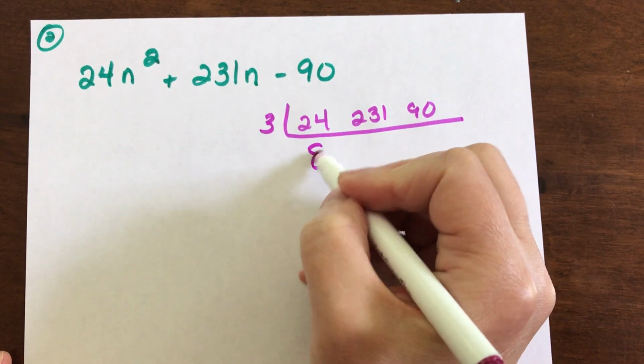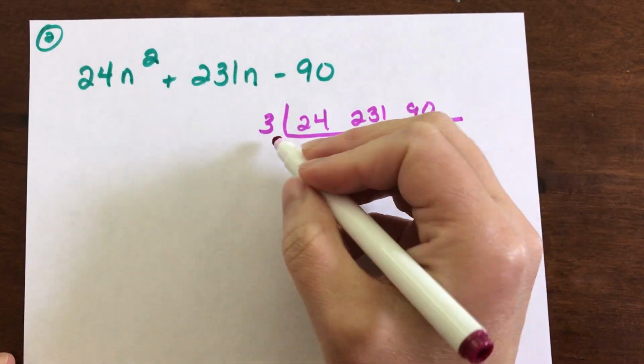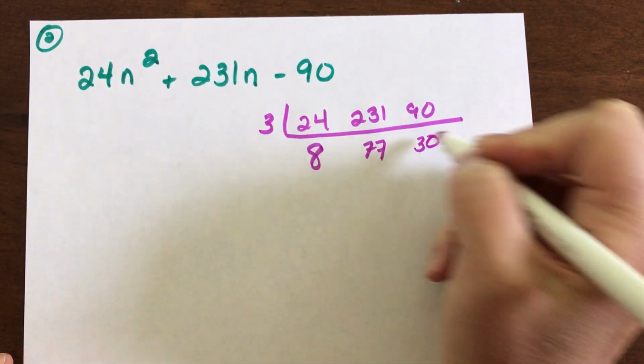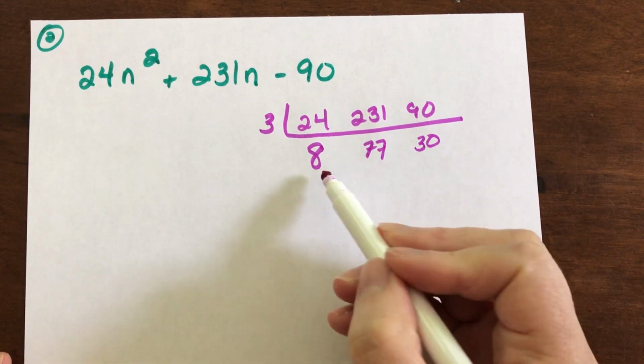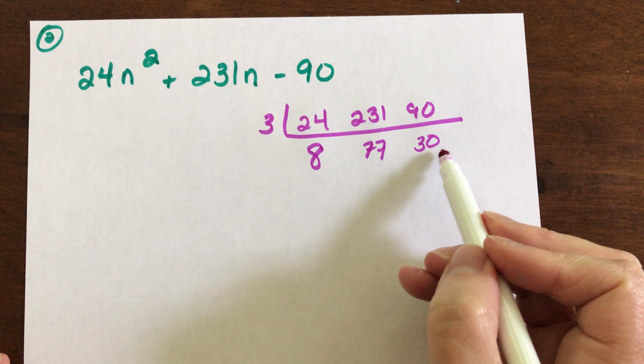3 goes into 24 8 times. Let's see, 231 divided by 3 is going to be 77. And 3 goes into 90 30 times. Okay, now, do I have a GCF or a common factor of 8, 77, and 30?